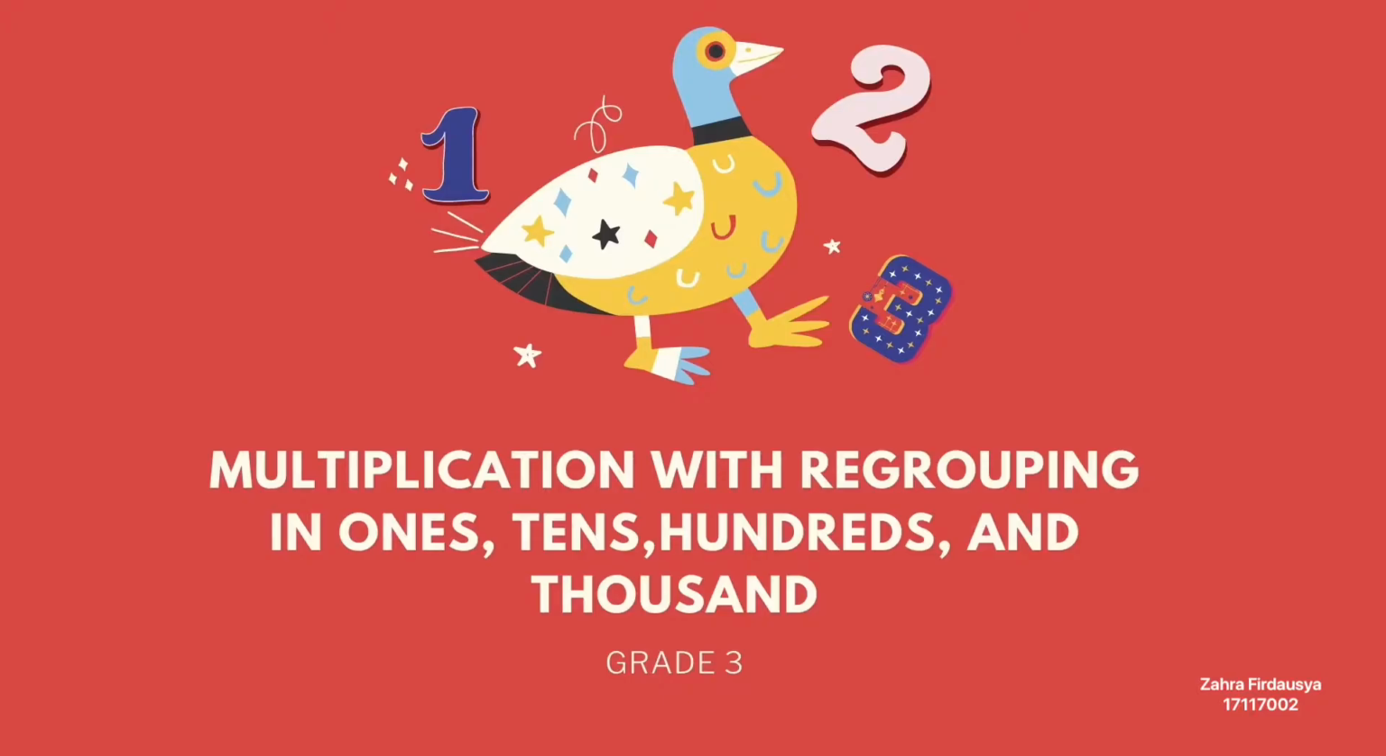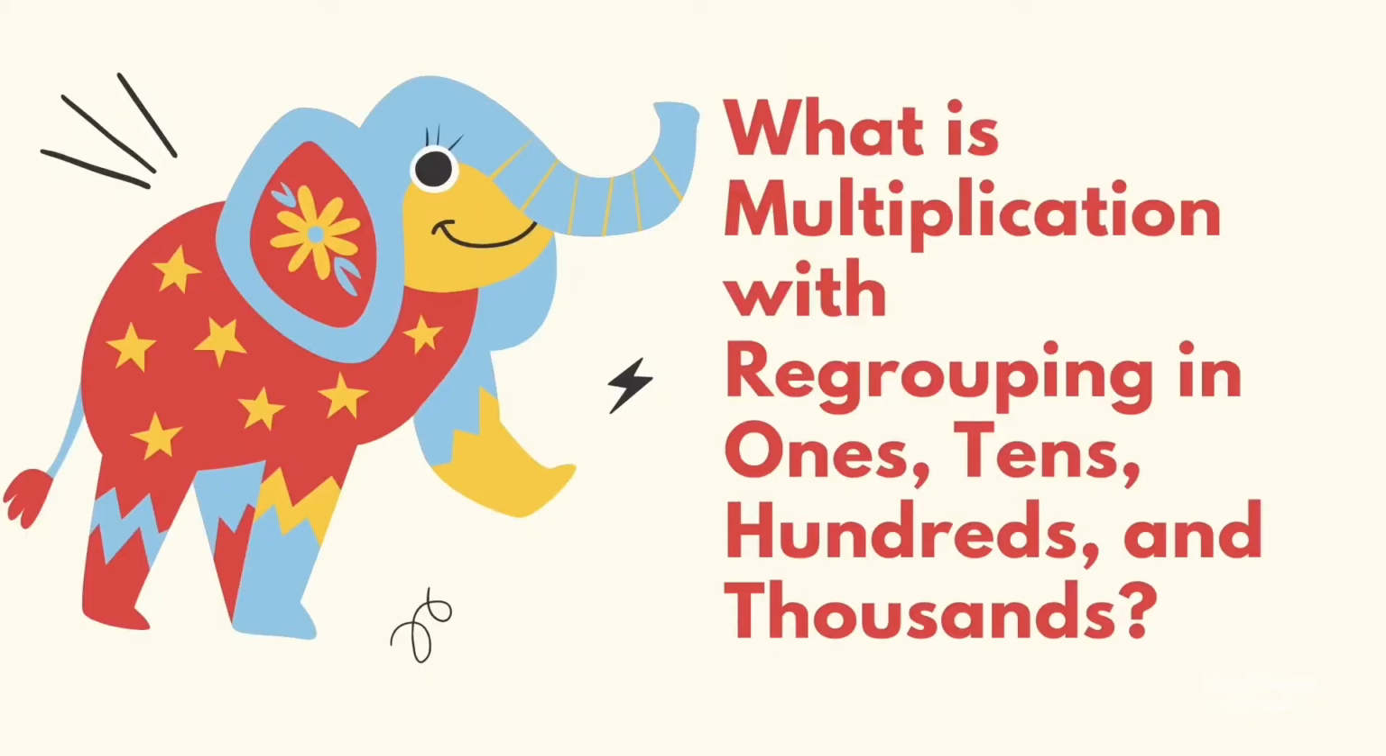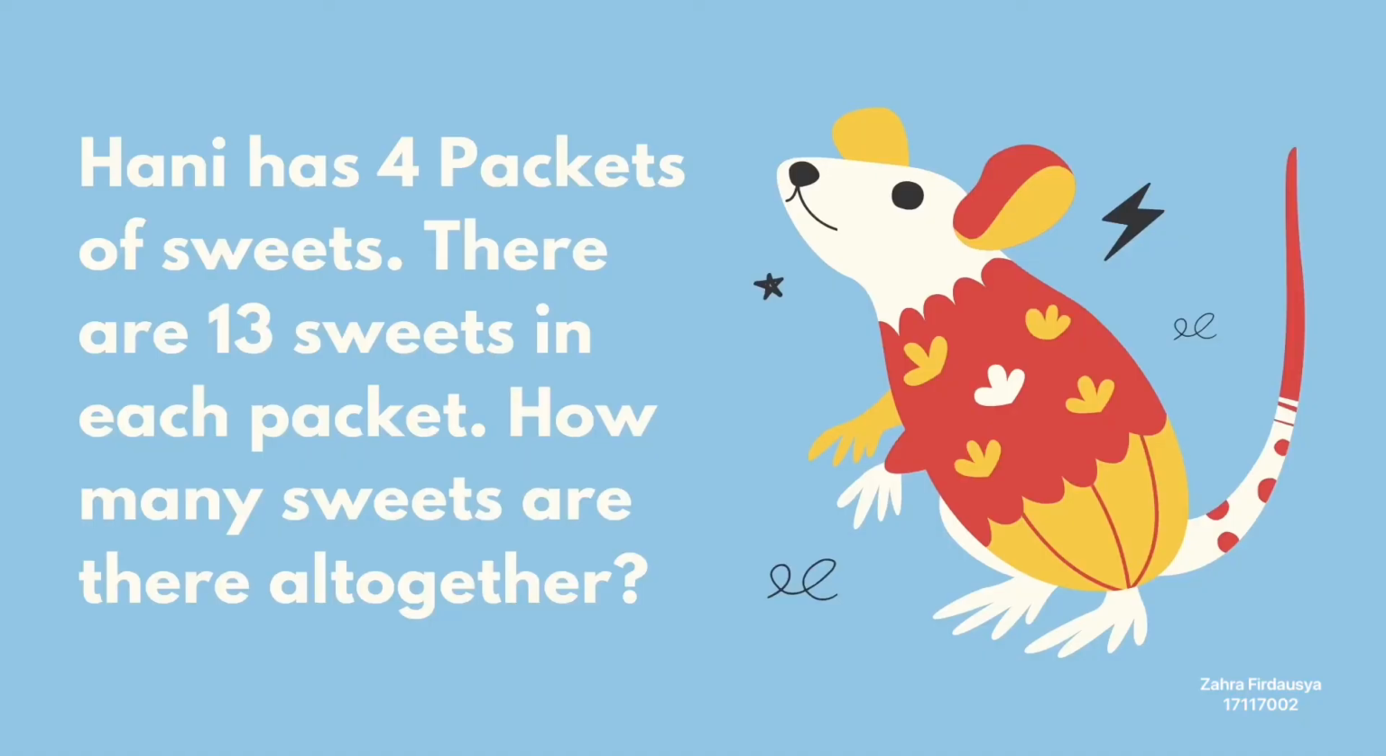Next new chapter is multiplication with regrouping in ones, tens, hundreds, and thousands. Before we start, please prepare your book and your pencil. Multiplication with regrouping in ones, tens, hundreds, and thousands adalah perkalian dengan sistem simpan dalam satuan, puluhan, ratusan, dan ribuan.